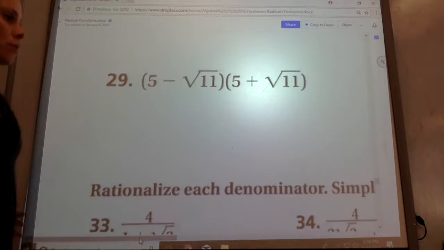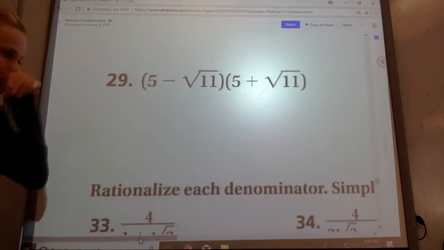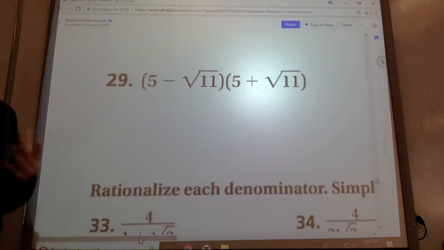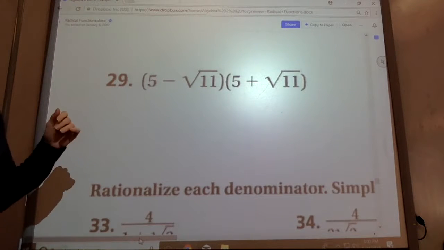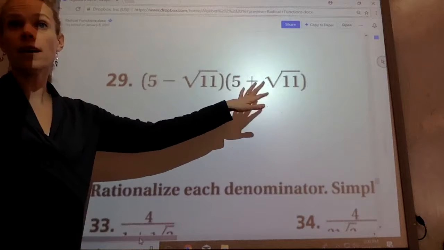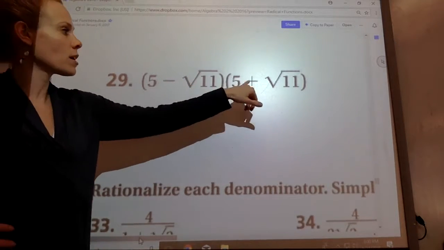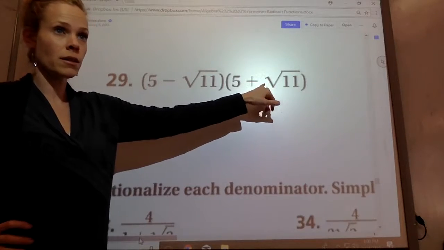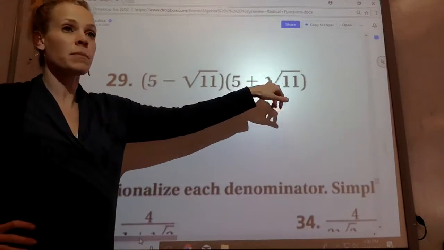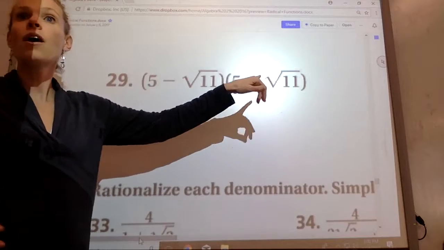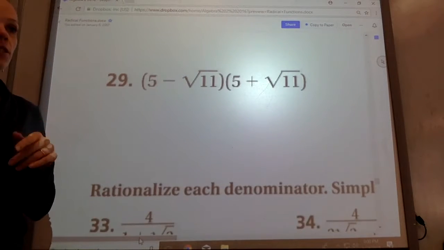So what I want you to notice about these next two examples is something kind of important. If you look at your next two examples, you should notice that they're almost identical. The only thing that's different is the sign in front of the radical part. This is a negative root 11 and that's a positive root 11. Okay? Those are called conjugates.